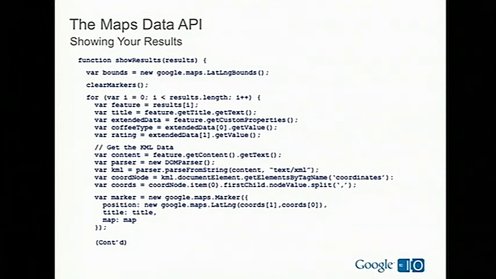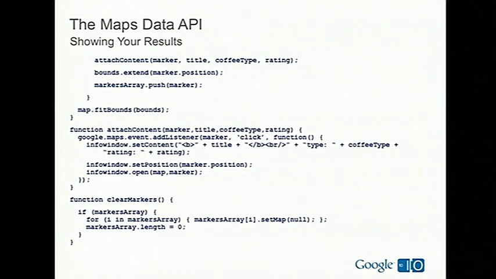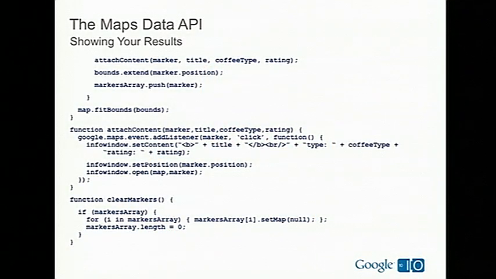And then I'm going to create a marker at that coordinate with the title on my map. And then I'm going to attach content to each of those markers in an info window. And I'm going to extend the bounds, and then I'm going to push that marker onto a temporary array. Now that array there is just for convenience, so that later on I can look through the array and clear it out. When I do another search, I don't want previously existing markers to exist. And then finally, I'll fit the map to the bounds of those features.